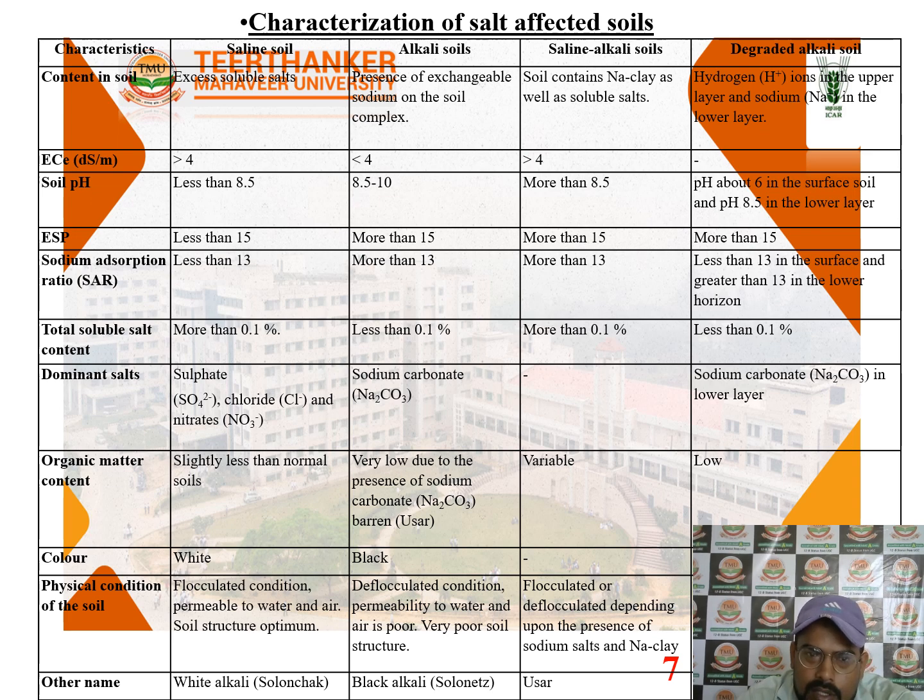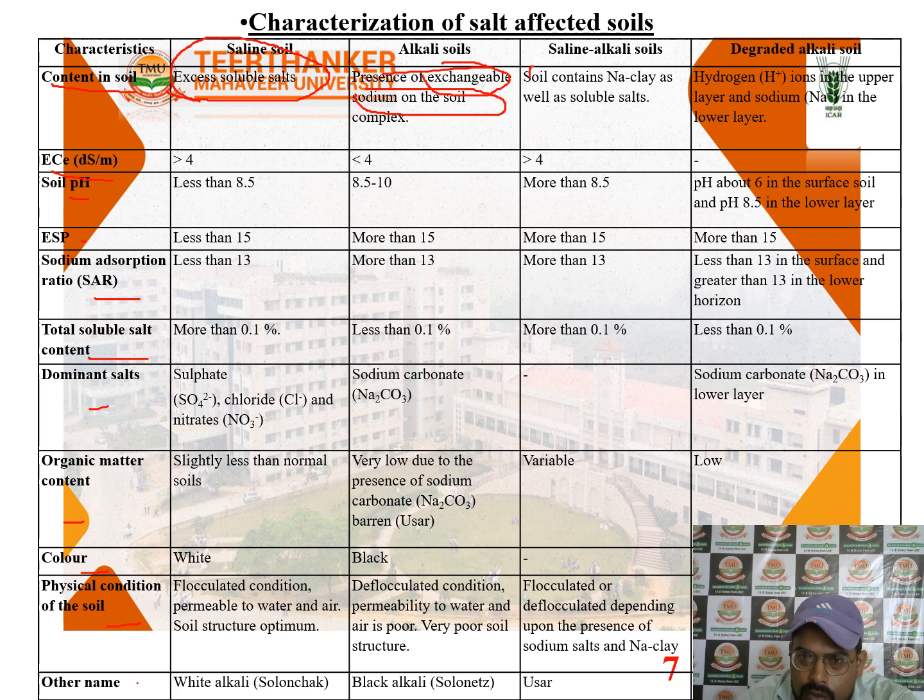Again, let us discuss the salt content, electric conductivity, soil pH, ESP, sodium absorption, soluble salt, dominant salt, and organic matter. These are the parameters to identify the type and character of the salts. First, the content of salt: in saline soil the dominant is the soluble salt, but in alkali soil the dominant is the exchangeable sodium percentage in the complexes of the soil.